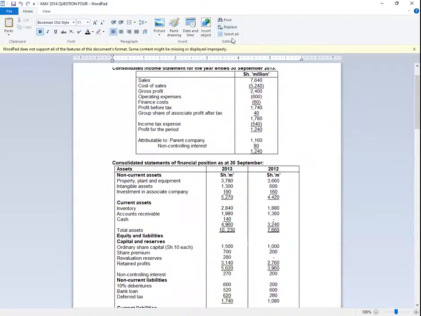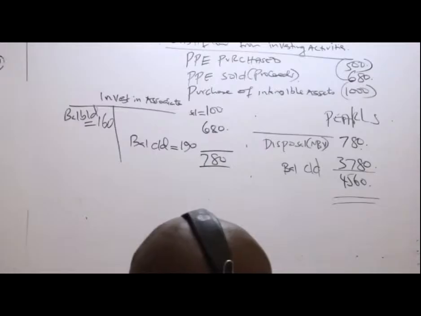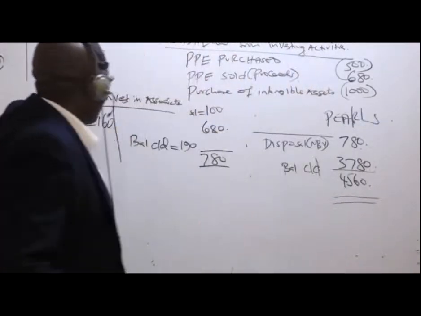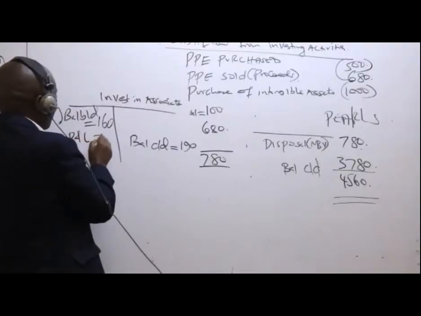Where are they calling it 80? Am I the one who is not seeing it? Is it 80? Valerie, just check again. Perhaps you're looking at different things. Group share of associate profit after tax is 40. Let's agree. It must be 40. So that, of course, is increasing your investment. So we have here profit and loss 40.